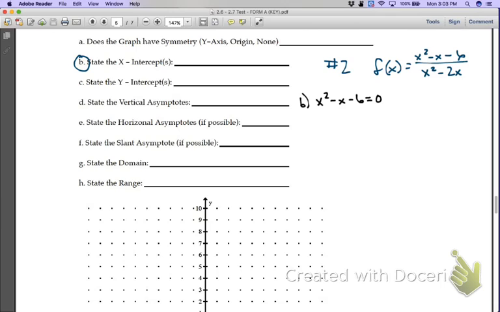So how are you going to solve a quadratic when it's equal to 0? What's the easiest way? In this case, factor it, right? So I'm going to have x minus 3 and x plus 2 equal to 0. So when does it cross the x-axis? 3 and negative 2. So your x-intercepts are at x equal to 3 and x equal to negative 2.